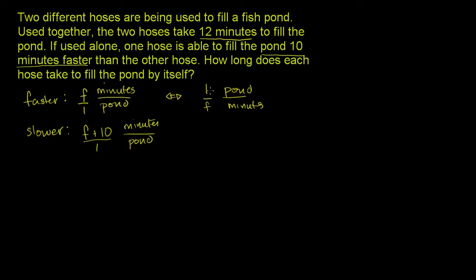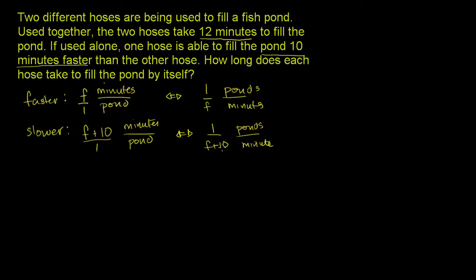Or you could think of it as 1 over f ponds per minute. Same logic right here. We could essentially rewrite this ratio as 1 over f plus 10 ponds per minute. So now we have the rate of the faster hose. We have the rate of the slower hose. How many ponds per minute for the faster hose? How many ponds per minute for the slower hose?